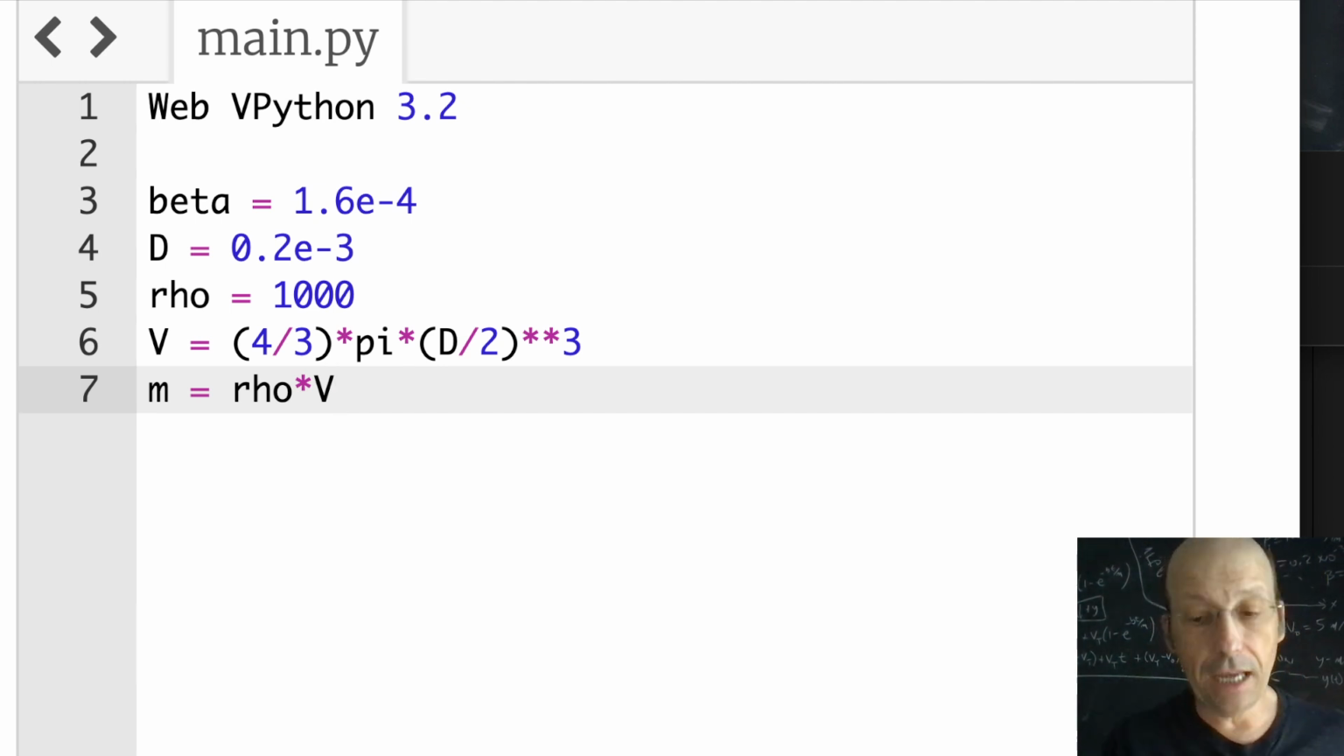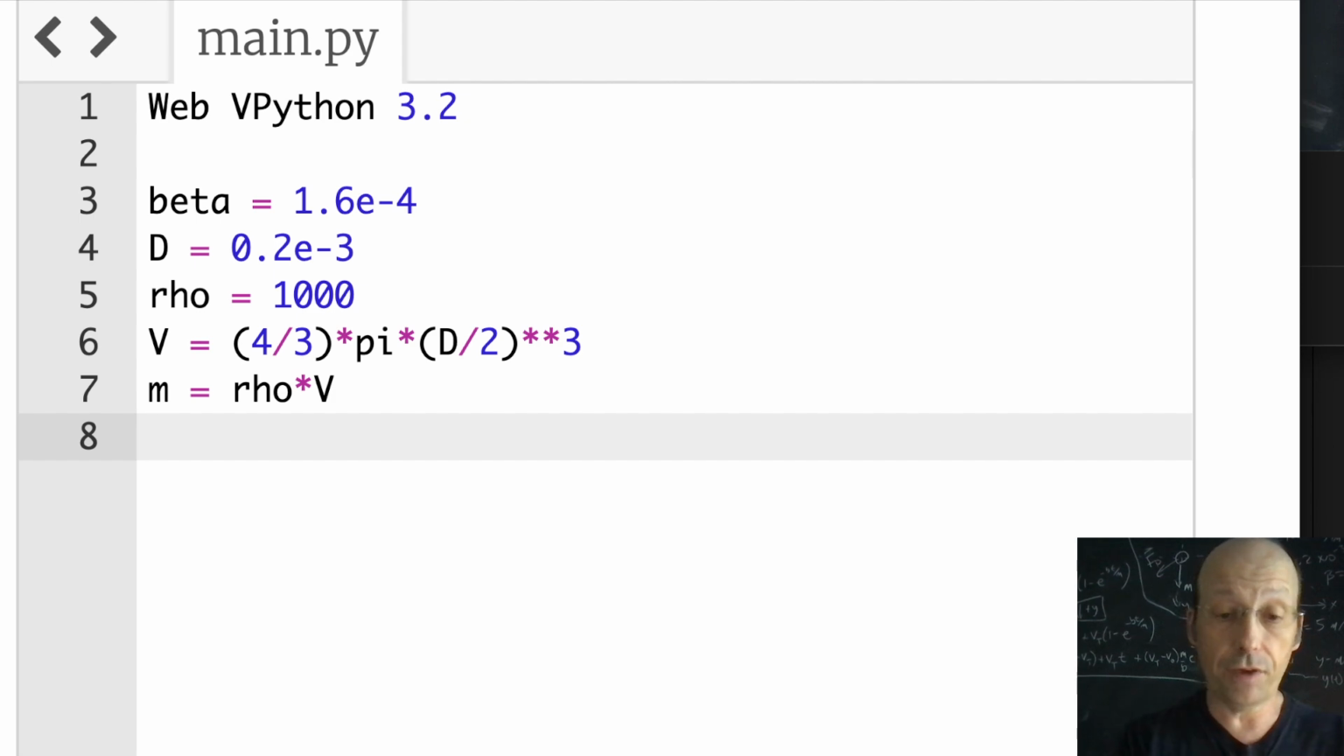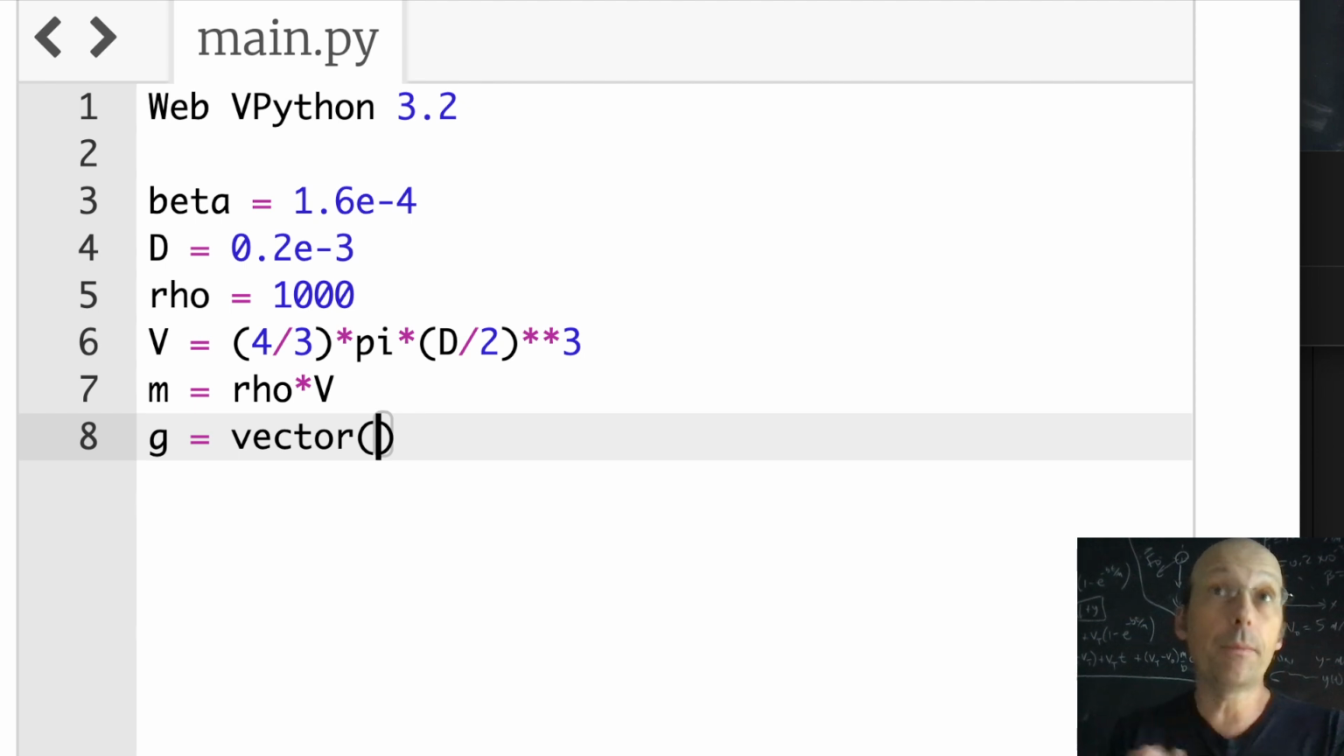Now I need the gravitational constant. I'm going to write this as a vector. G equals vector. I am going to use the normal convention of up as positive, just because I can't handle it if I switch that. 0, negative 9.8, 0, and then the other one we'll figure out.